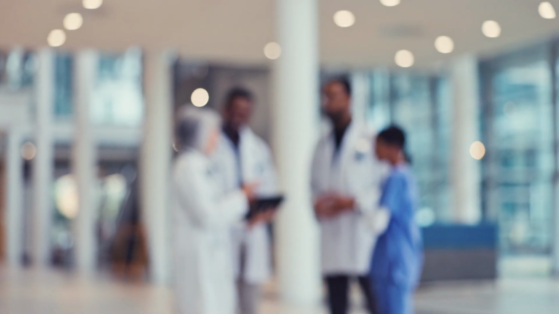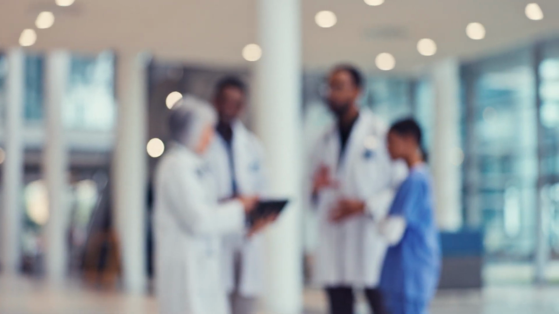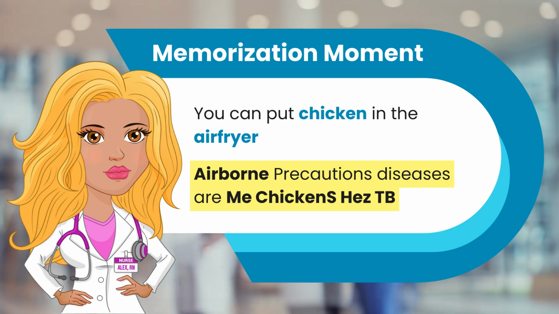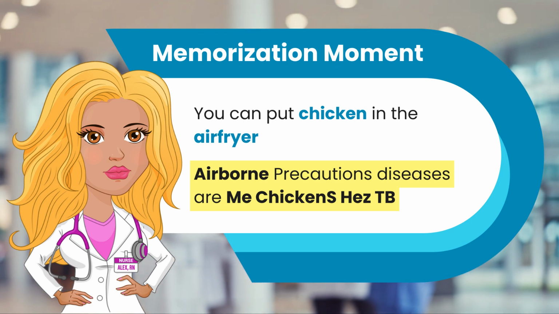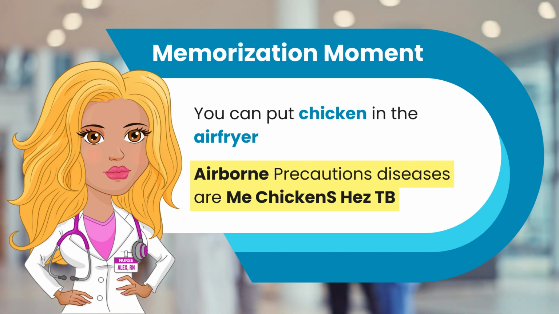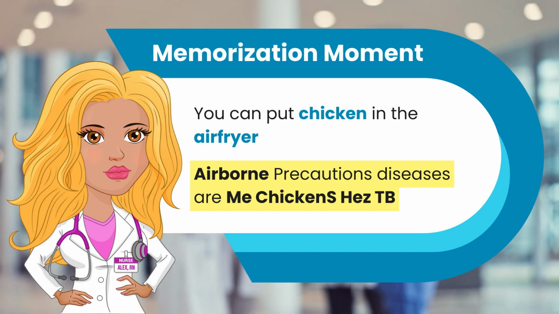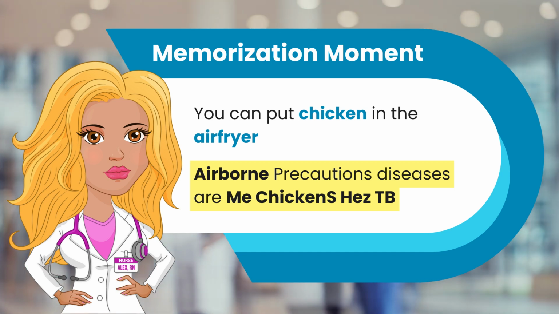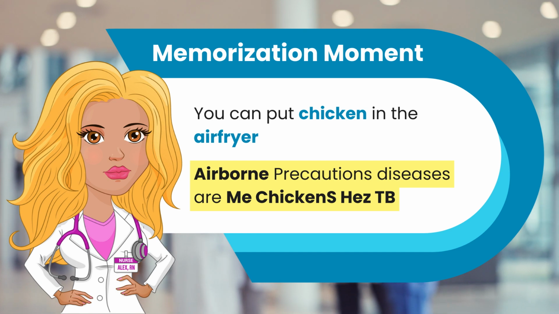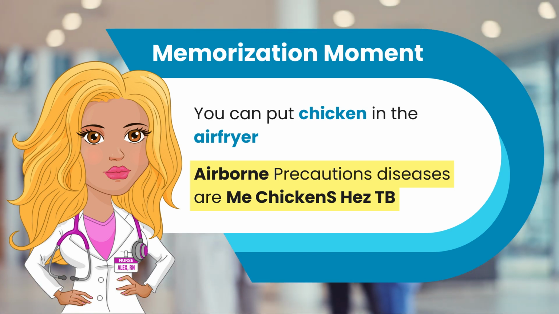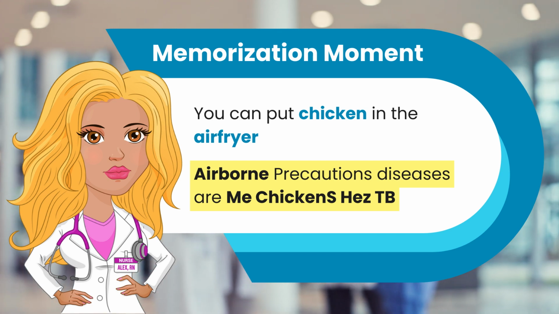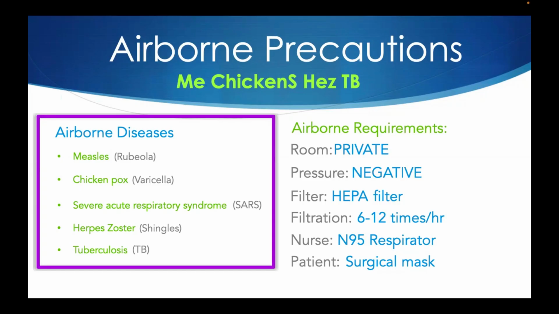The way that you can remember Me Chicken Has TB is for airborne precautions: just remember that you can put chicken in the air fryer. Then you get a question on your NCLEX that says, which of the following diseases require airborne precautions? So you're just going to think airborne, air fryer. I can put chicken in the air fryer. Me Chicken Has TB: measles, chickenpox, SARS, herpes zoster, tuberculosis.